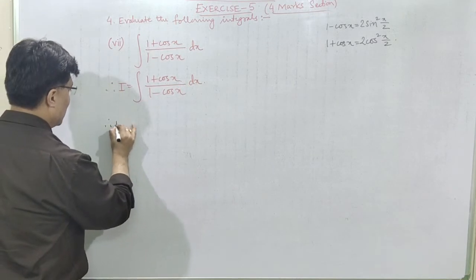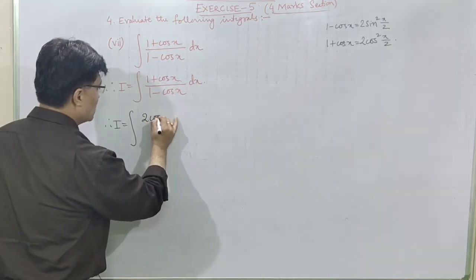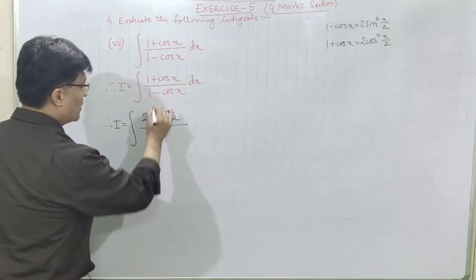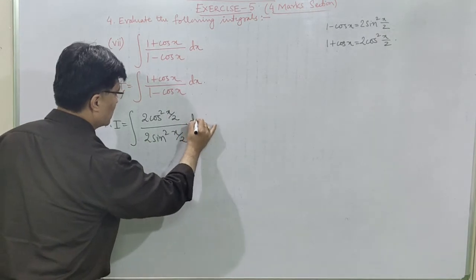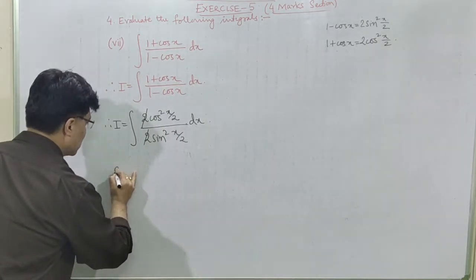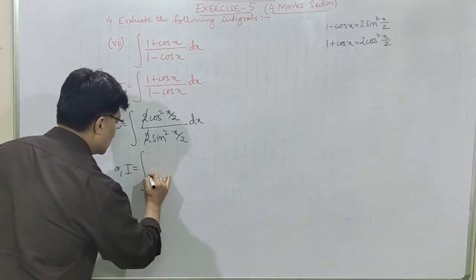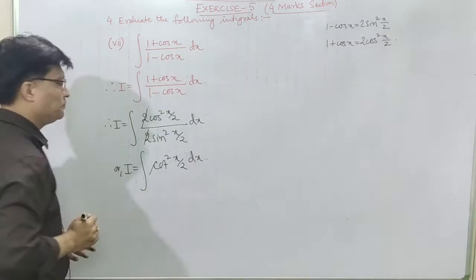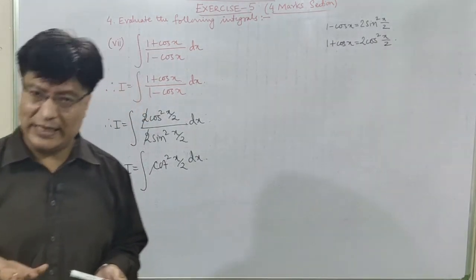So therefore I is equal to the integration of, what is 1 plus cos x? 2 cos square x by 2, divided by, what is 1 minus cos x? This is your 2 sin square x by 2. Then you should write dx. Okay? So here this 2 gets cancelled. Or I is equal to the integration of, what is cos square by sin square? It is cot square x by 2 dx. Cos square by sin square means it is cot square x by 2 dx. Okay?